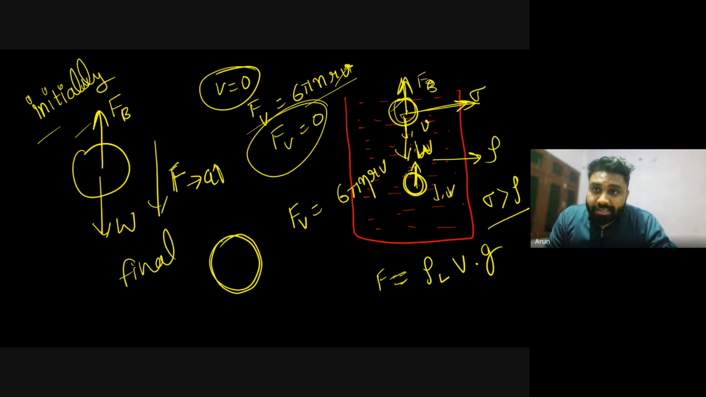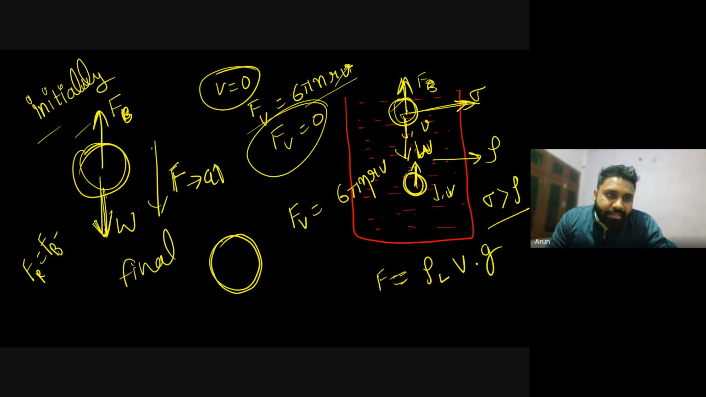And why has this acceleration come? Because buoyant force is not sufficient to hold this ball. So the weight will be the dominating factor here. So weight minus FB, there is a resultant force here. If there is a force, there will be an acceleration. Got it? If there is an acceleration, there must be the development of velocity. धीरे धीरे velocity develop होना शुरू होगी.